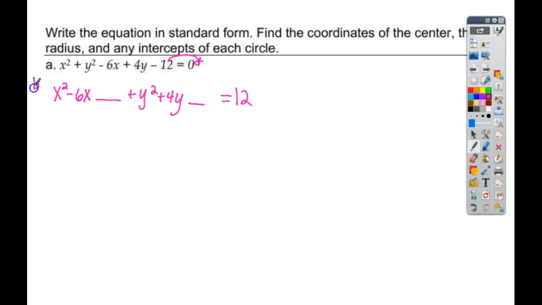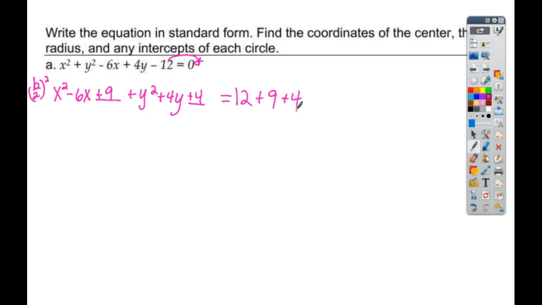So this is b over 2 squared to complete the square. So negative 6 divided by 2 is negative 3 squared is 9. So I'm going to add 9. Yes. What? I'd have to study to do it. So 4 divided by 2 is 2 squared gives me 4. So I have to have 4 here also.